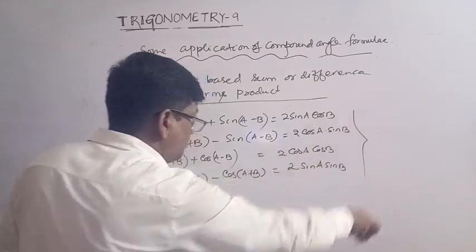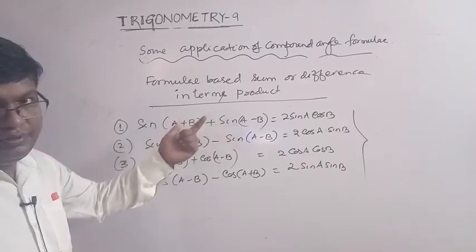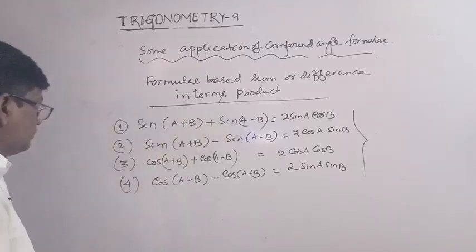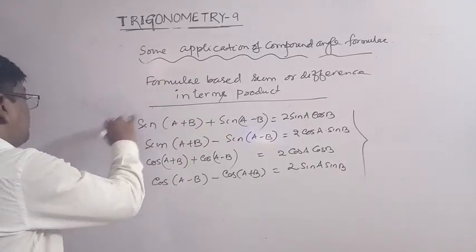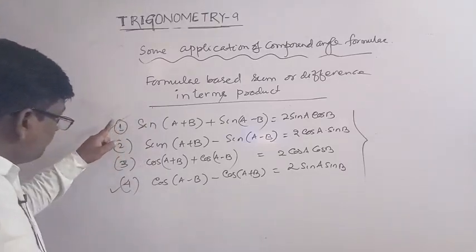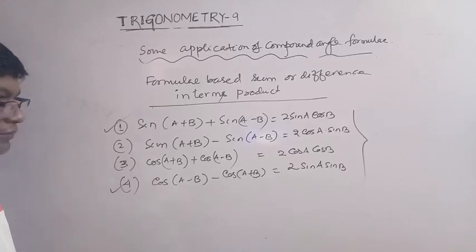This can be proved by applying the formula of sin(A+B) and sin(A−B). So we can prove this formula. Suppose I will do the proof of 1 and proof of 4. Okay.